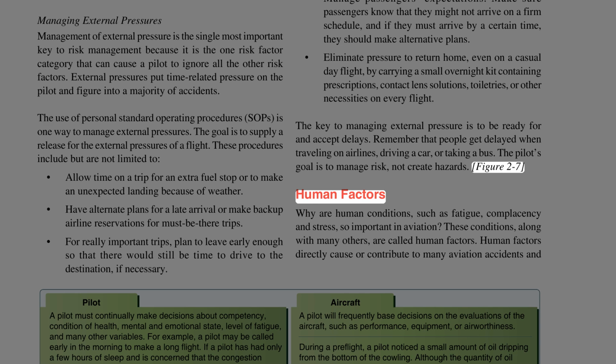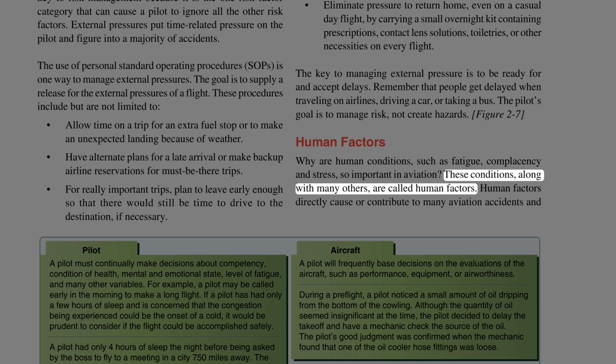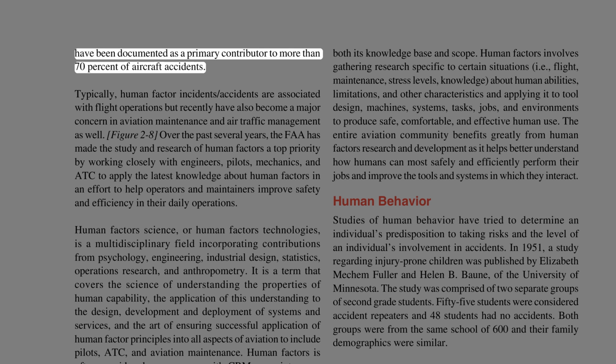Figure 2-7. Human factors. Why are human conditions such as fatigue, complacency, and stress so important in aviation? These conditions, along with many others, are called human factors. Human factors directly cause or contribute to many aviation accidents and have been documented as a primary contributor to more than 70% of aircraft accidents.